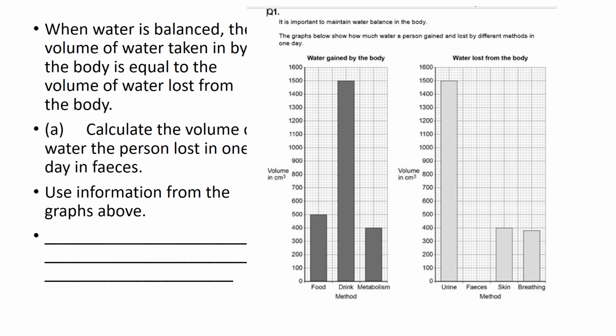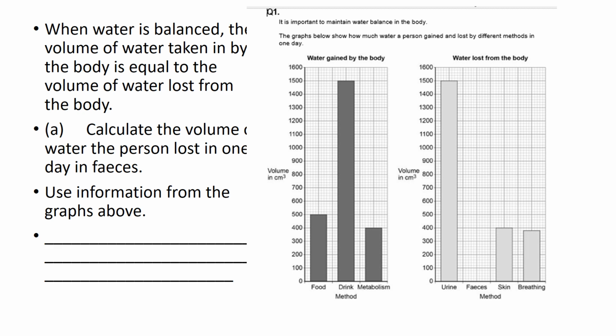Okay, here's the first question. This again is an AO2 skill because it is applying your knowledge. It's important to maintain water balance in the body. The graphs show how much water is gained per person and lost per person by different methods in one day. We've got food, drink, and metabolism, that's the water gained by the body, and we've got the water lost from the body: urine, skin, and breathing. When water is balanced, the volume of water taken in by the body is equal to the volume lost from the body.